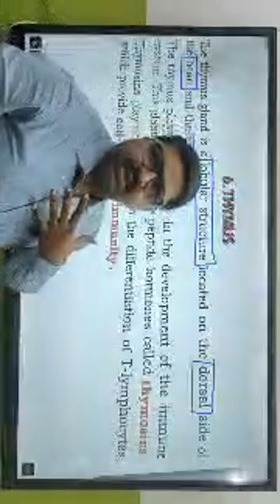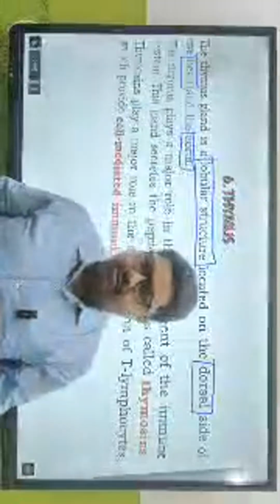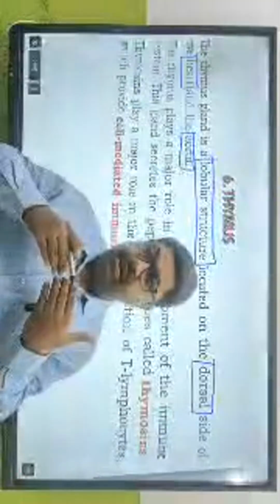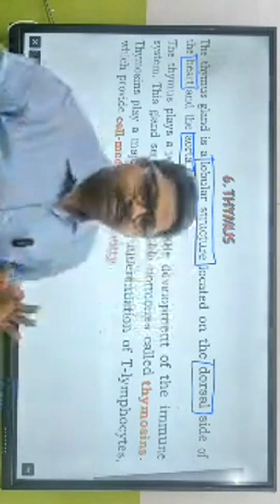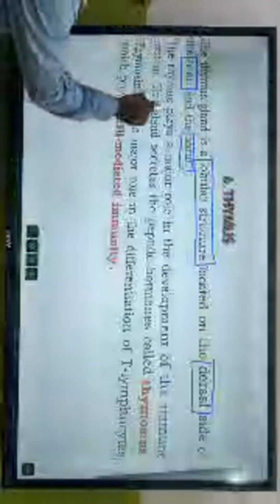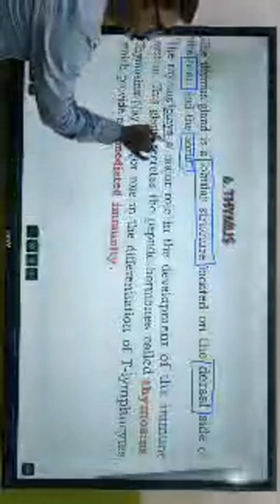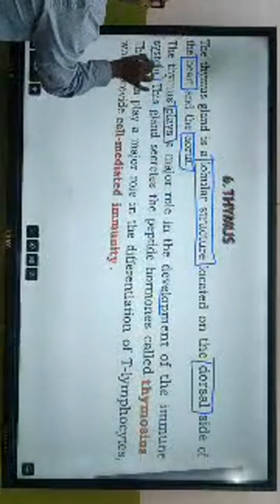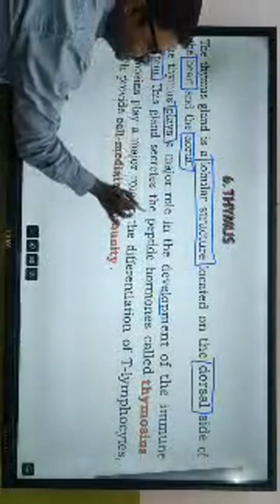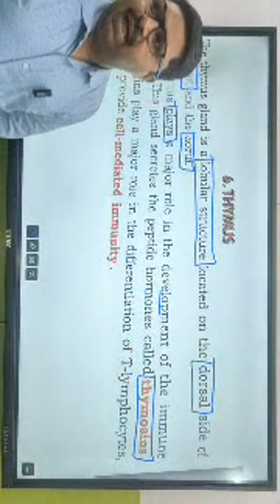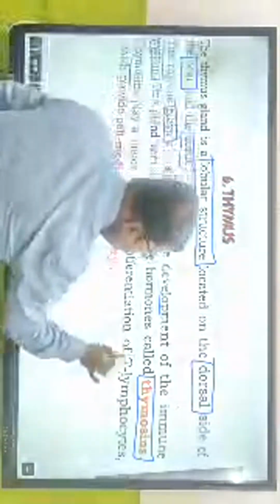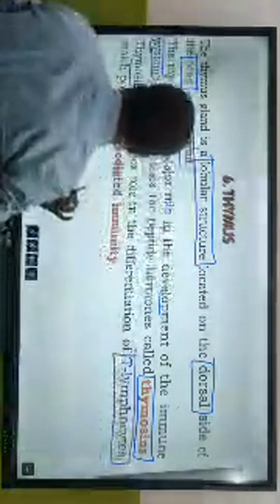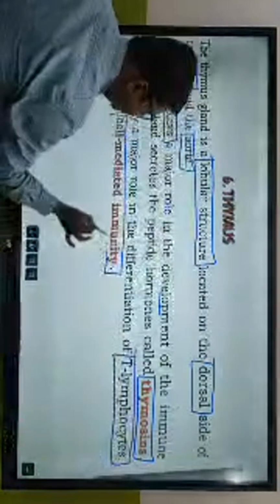Normally we know that the heart is present at the ventral part of our body, and on the dorsal side of the heart, the back portion of the heart, what is present is the thymus gland. The thymus plays a major role in the development of the immune system. This gland secretes a peptide hormone called thymosin. Thymosin plays a major role in the differentiation of T lymphocytes, which provide cell-mediated immunity.